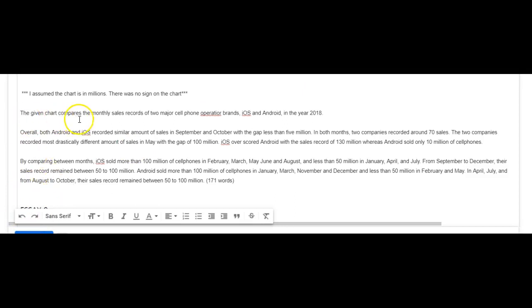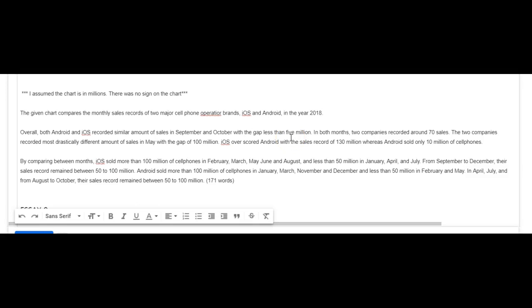The given chart compares the monthly sales records of two major cell phone operator, spelled wrong, brands, iOS and Android in the year 2018. Overall, both Android and iOS recorded similar amounts of sales in September and October, with a gap less than 5 million in both months. Both companies recorded around 70 sales.